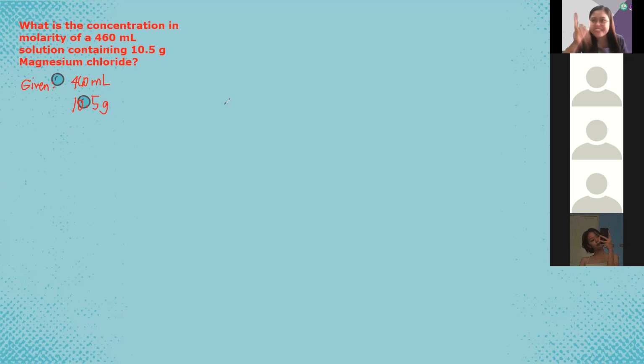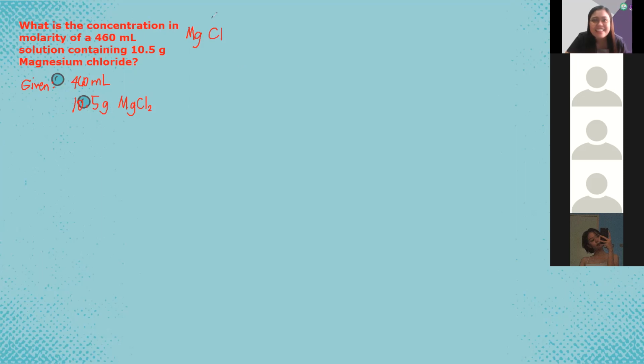MgCl2 po. Very good, Mariam. MgCl2. So please check there kung tama ba ang inyong chemical formula. Ano yan siya naging MgCl2? Remember, when you write the chemical formula, first write the symbols. Magnesium is Mg, chloride is Cl.